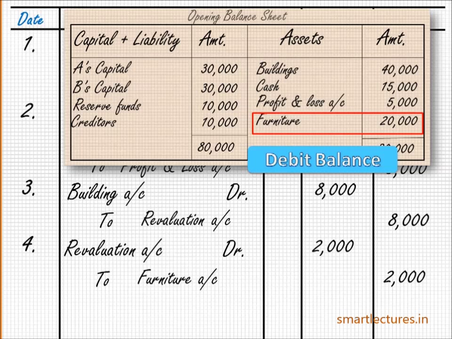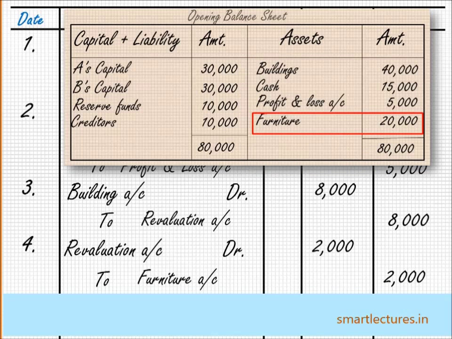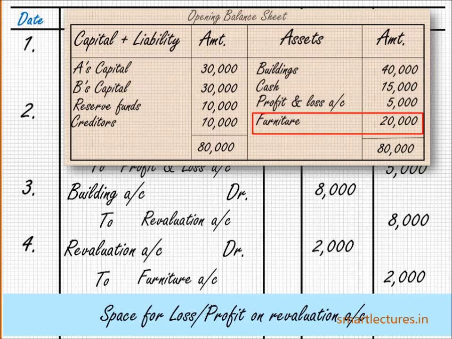Now I'm going to leave space for one journal entry for the loss or profit on revaluation account, because this amount can be found out only when we prepare the ledgers, and we will prepare the ledgers when we have completed all the journal entries. So I'm going to leave space for one journal entry.